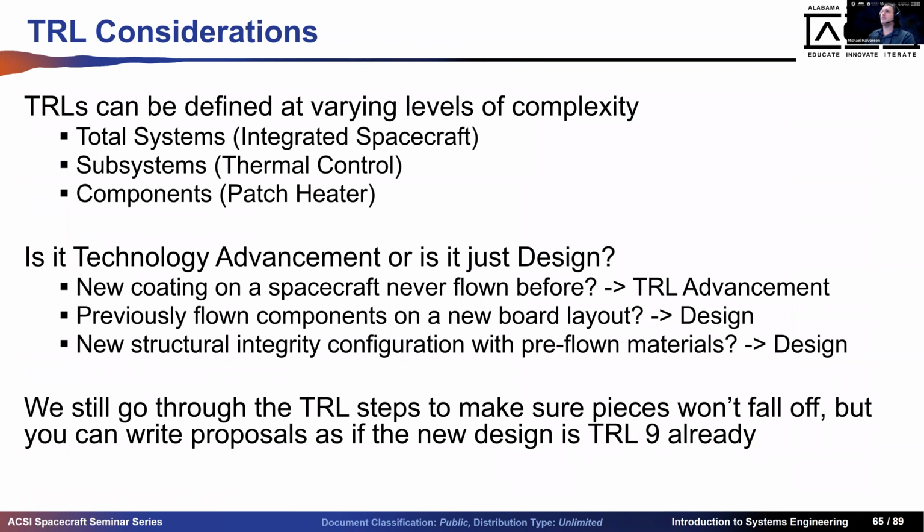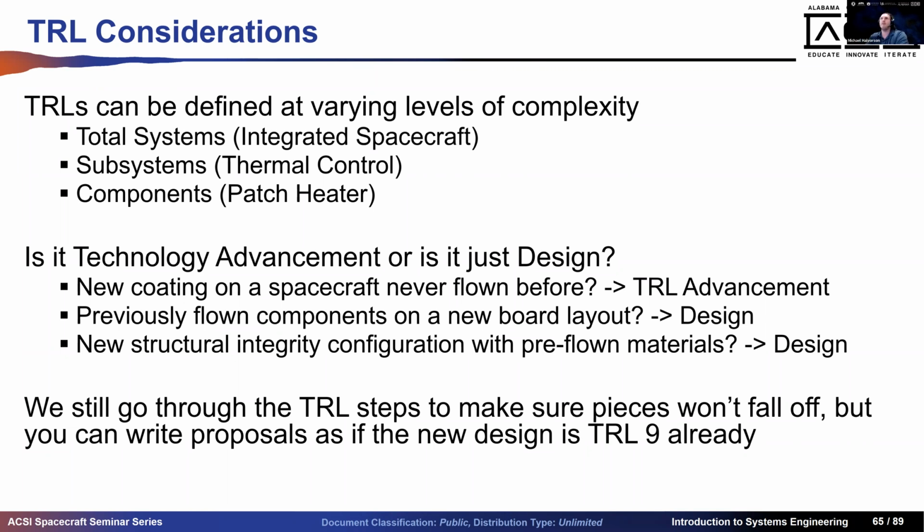So you can do TRLs for systems and subsystems and components. There's various levels. So if you have a bunch of subsystems that are TRL 6, but you haven't put that system together, that does not mean the system is TRL 6. That means the system, if it hasn't been put together, is TRL 2, because TRL 3 is where you get the proof of concept.